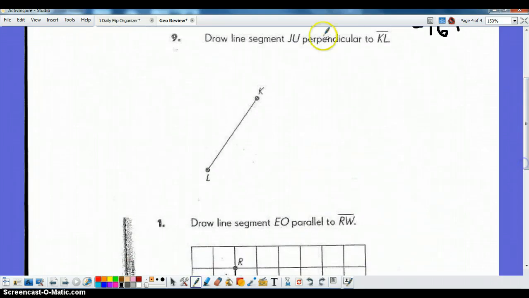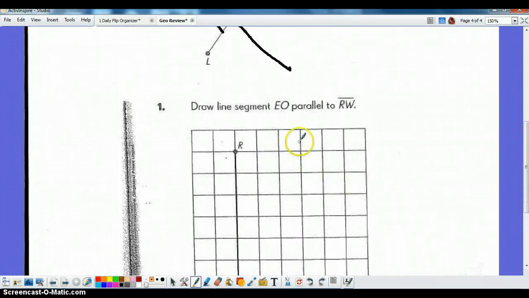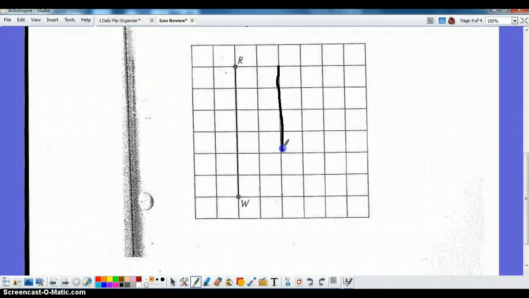Almost done. Draw a line segment JU perpendicular to KL. Perpendicular is 90 degrees. So you can either go on this side or this side and make line segment JU, as long as you have a 90-degree angle. And finally, draw a line segment EO parallel to RW. Well, parallel, they never touch. It would be right on the graph. It's a line segment EO.